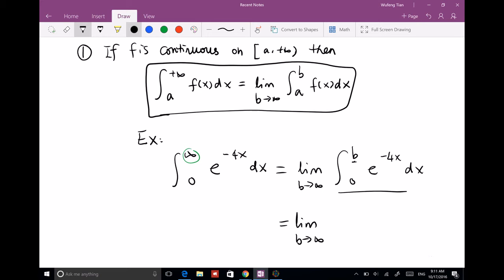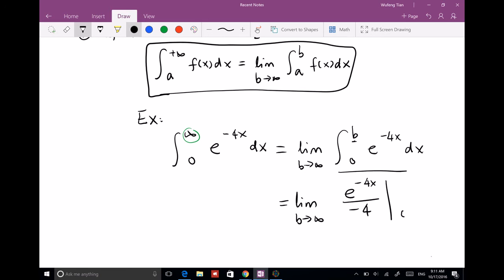So I have a question here. Can anyone tell me what's the antiderivative of e to negative 4x? E to the negative 4x over negative 4. Very good. Thank you very much. E to negative 4x over negative 4. Okay, so now, then I can plug the boundary into that.